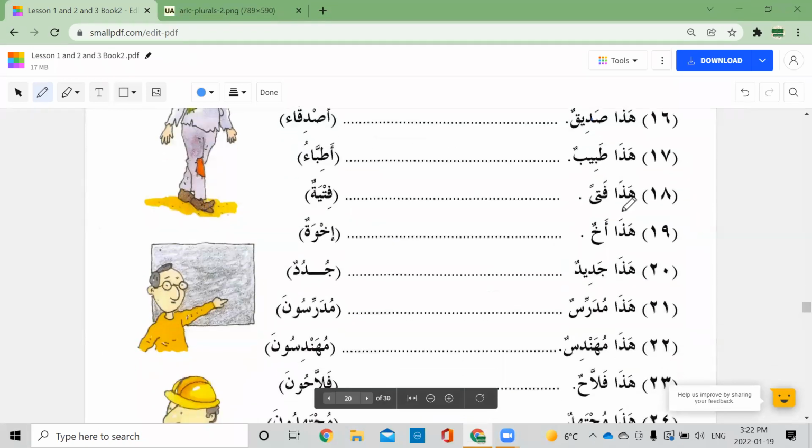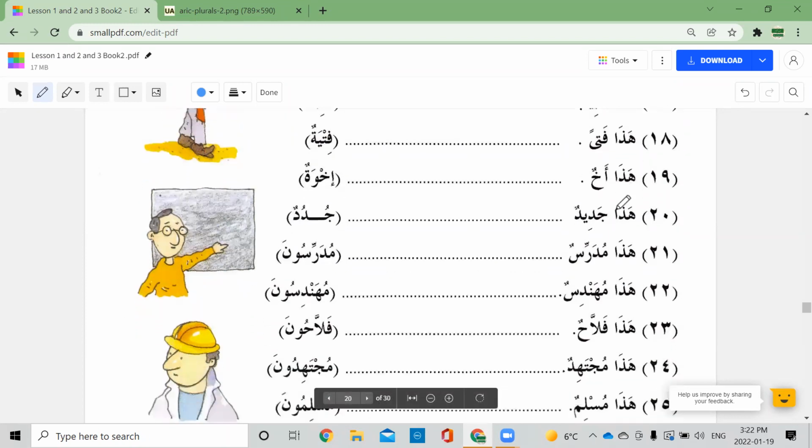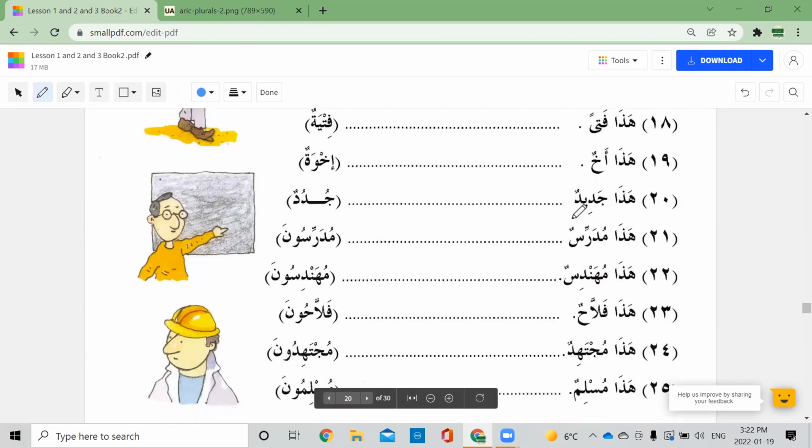Hada fatan. This is a young man. هؤلاء فتية. These are young men. هذا أخ, this is a brother. هؤلاء إخوة. These are brothers. هذا جديد, this is a new, also referring to a person. هؤلاء جدد. These are new people. هذا مدرس, this is a teacher. هؤلاء مدرسون. These are teachers.